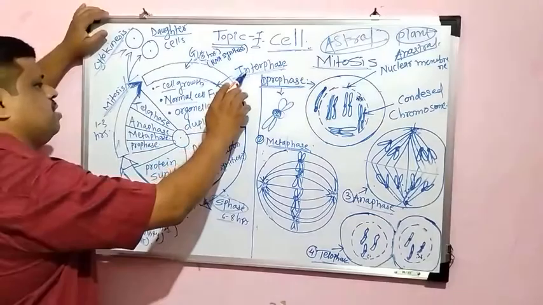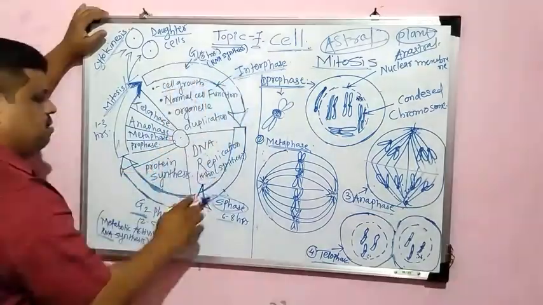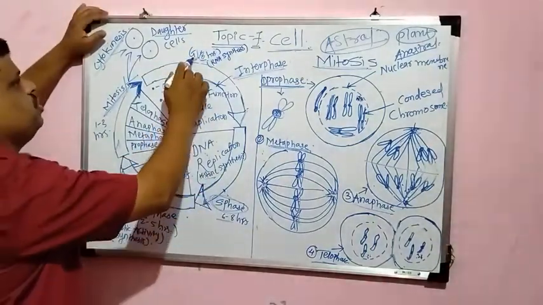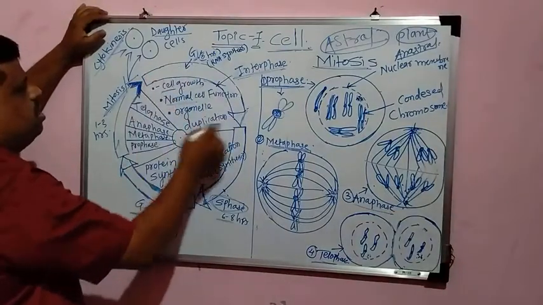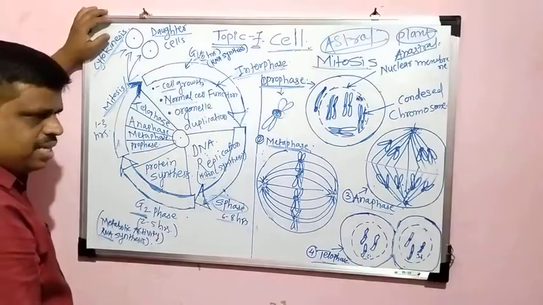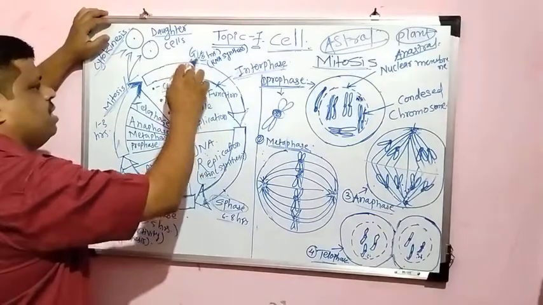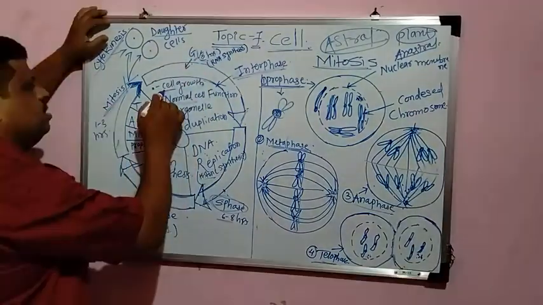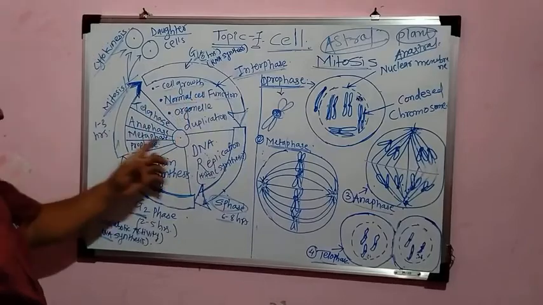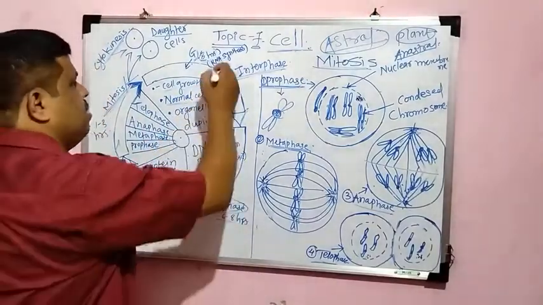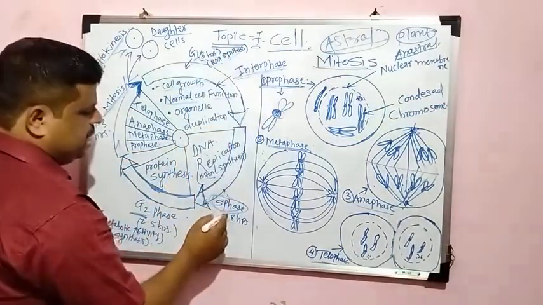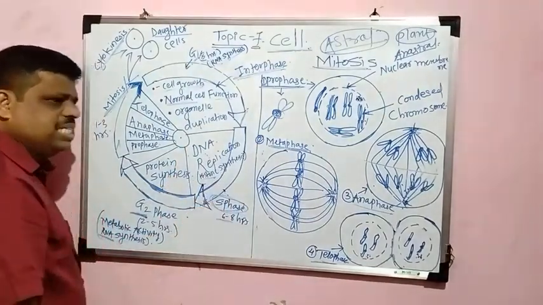Now this interphase is further divided into three sub-phases: G1 phase, S phase and G2 phase. This part of the cell cycle is called the G1 phase, also called the first growth phase. In this phase, the cell shows growth as well as normal cell functions, and shows duplication of cell organelles and simultaneous synthesis of RNA. Understood? Then the cell enters into the second, that is the S phase. So this S phase is called the synthesis phase.